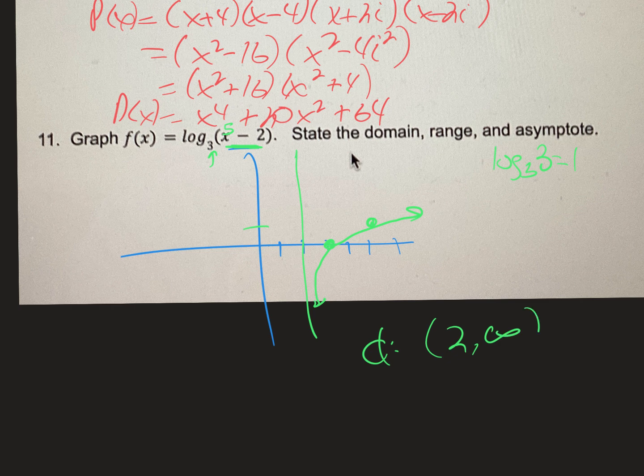So domain, it goes from 2 to forever. It doesn't touch the 2, so it's a parentheses. The range is going up and down forever, and the asymptote is a vertical line that goes through 2.